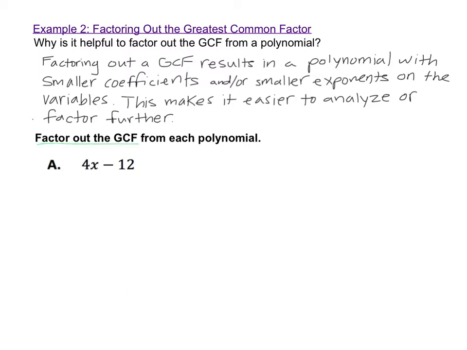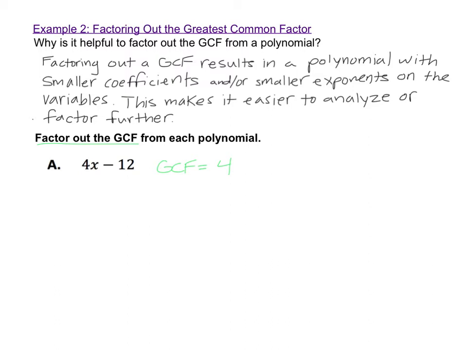Look at the coefficients first. We have a 4 and we have a 12. Well, 4 goes into 12 evenly. 12 divided by 4 is 3. So our greatest common factor of the numbers is 4. Now for the variables, the last term doesn't have a variable. It's just a number. So the greatest common factor is just the number 4. You can't include a variable with it unless all of the terms have a variable.